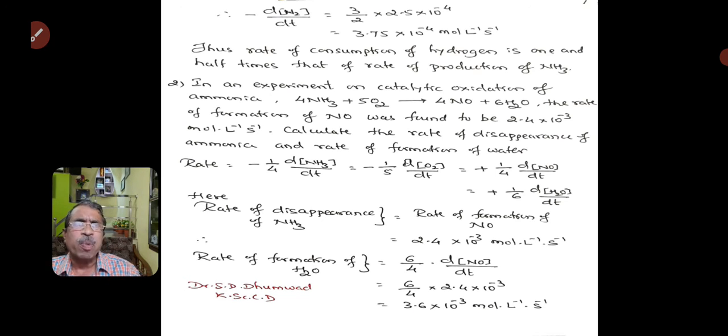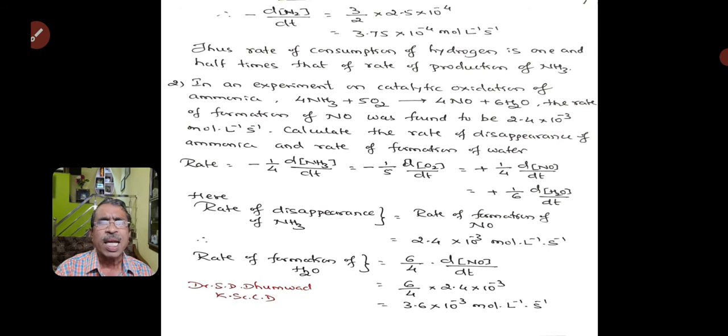Coming to another problem. In an experiment on catalytic oxidation of ammonia, that is, 4 moles of ammonia combines with 5 moles of oxygen to form 4 moles of nitric oxide and 6 moles of water. The rate of formation of nitric oxide was found to be 2.4 into 10 raised to minus 3 moles per liter per second. Calculate the rate of disappearance of ammonia and the rate of formation of water.